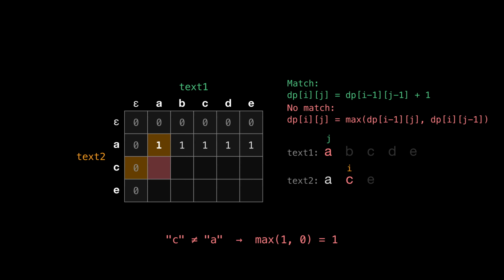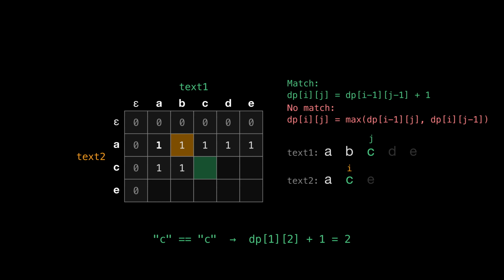Now, for row 2, we compare c in text2 with all the characters in text1, starting with a. There's no match here, so we set the longest common subsequence to the max of the cell above and to the left, and we get 1. We carry that forward to the next comparison because c and b also don't match, but on the following comparison, we do get a match between c and c. So we look diagonally and we can see the previous longest common subsequence was 1, and then we add 1 to that to get 2. The rest of the row carries that forward.